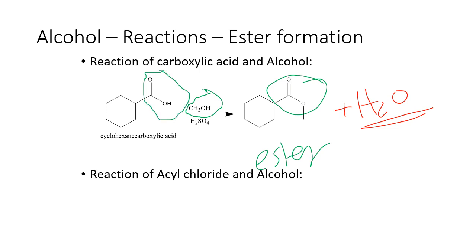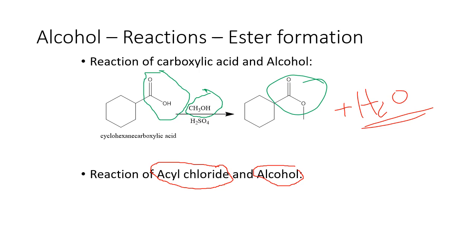So this is the reaction of carboxylic acid and alcohol, which will give you an ester. This is one of the ways to do this reaction. The second way to do this reaction is by reacting an acyl chloride, and we will discuss what an acyl chloride is, with an alcohol. The reaction of an acyl chloride and alcohol will produce an ester.